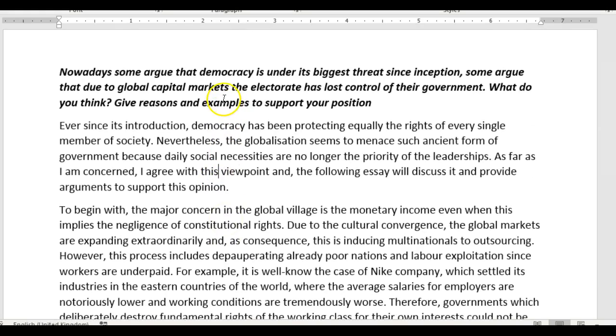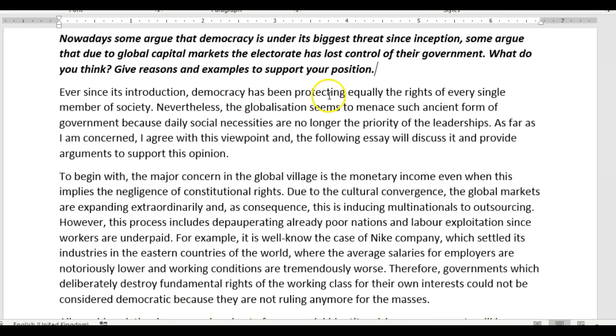Now let's have a look at the essay about democracy. So some argue that democracy is under its biggest threat since inception. Some argue that due to global capital markets, the electorate has lost control of their government. What do you think? Give reasons and examples to support your position. Okay, ever since its introduction, democracy has been protecting equally the rights of every single member of society. I would say, been protected the equality of the rights for every single member of the society.